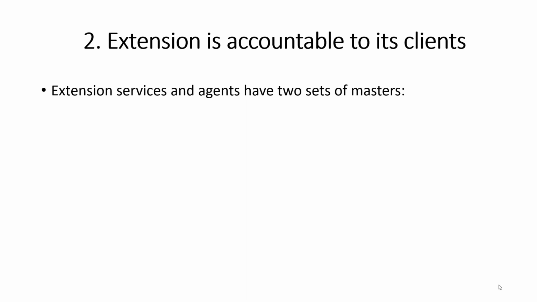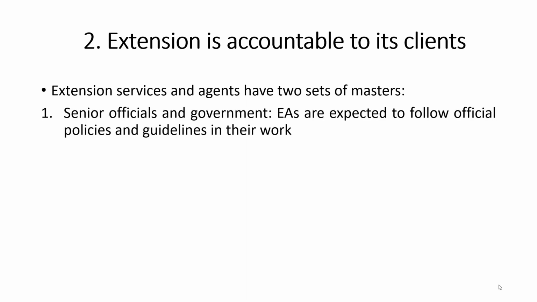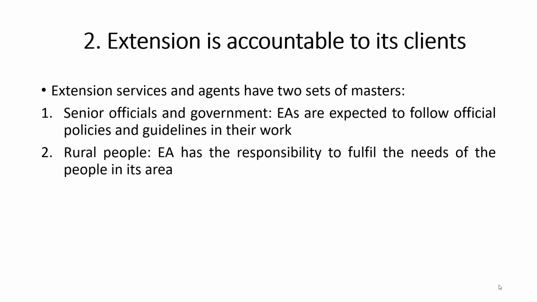Extension is accountable to its clients. It is said that extension services and agents have two sets of masters. On one hand, they are accountable to their senior officers and to the government departments that determine rural development policies. Agents are expected to follow official policies and guidelines in their work. On the other hand, extension is the servant of rural people and it has the responsibility to fulfill the needs of the people in its area.